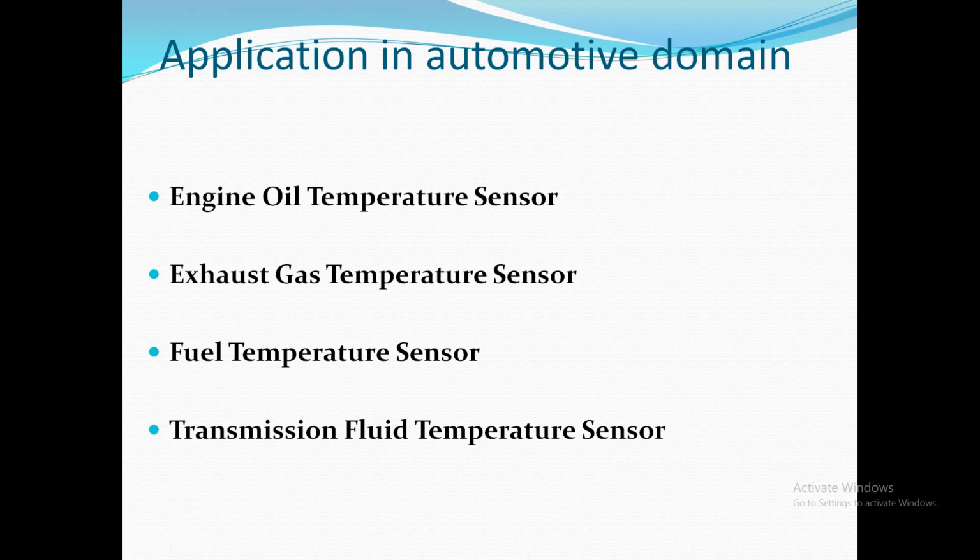Next is the fuel temperature sensor. Fuel temperature sensors are located along the fuel delivery system and provide feedback to the PCM as to the state of the fuel system. Temperature range of this sensor is between -40 to +160 degrees Celsius. Next is the transmission fluid temperature sensor. This sensor is located on the body of the automatic transmission and is used to measure the temperature of the transmission fluid. The measuring range of this sensor is approximately -40 to +120 degrees.